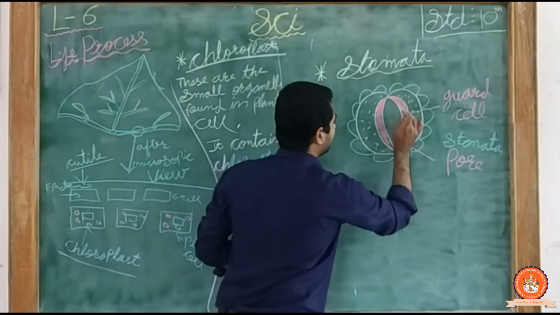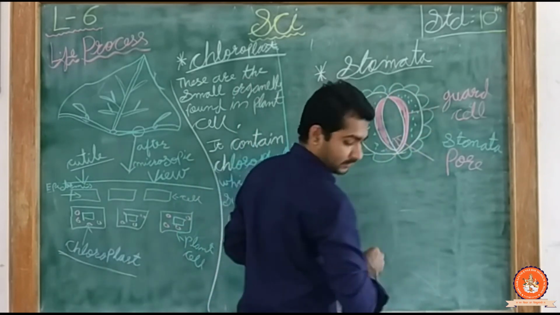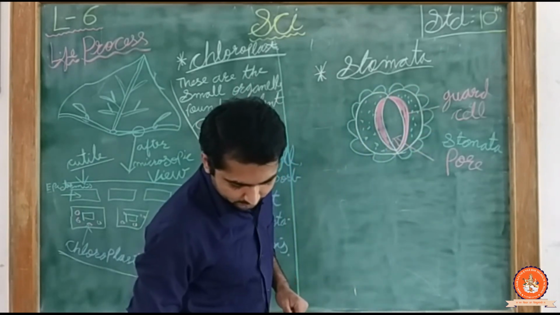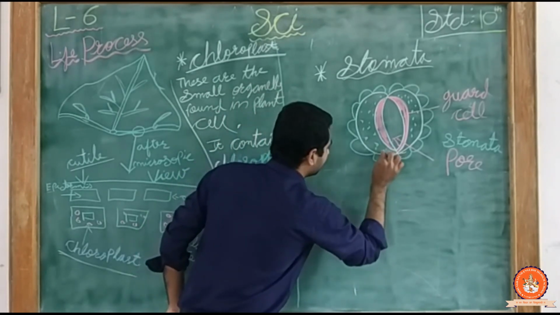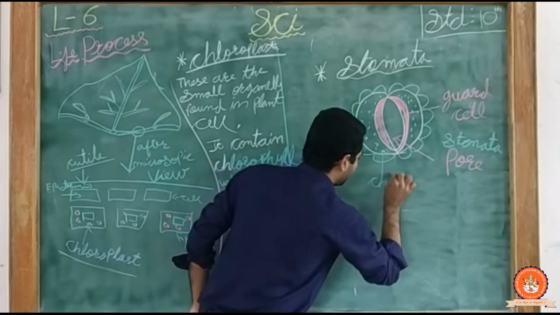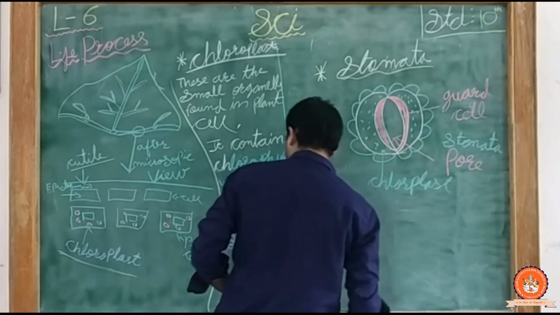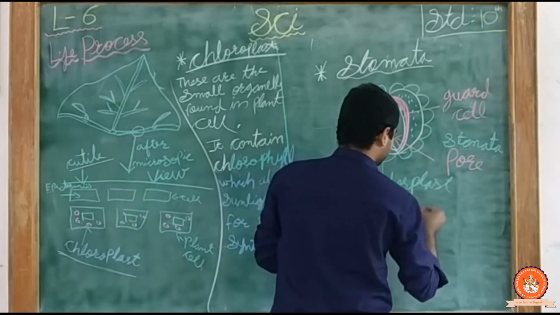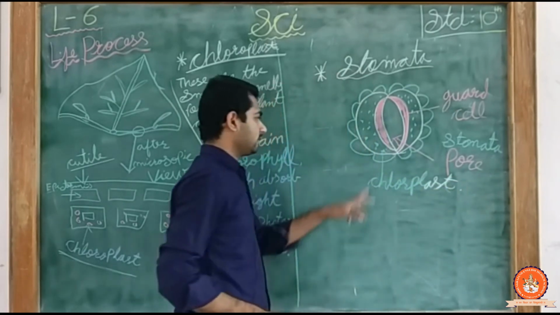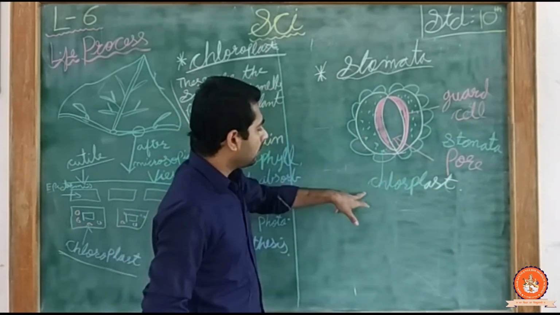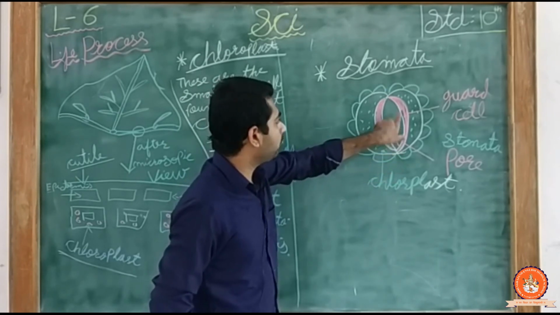Okay, this is my guard. Clear? And this is a part of the leaf. Now anything else? Nothing remains in this. This green part is nothing but the chloroplast, which I explained on the left side. This green part is a chloroplast. This is a stomata pore. Sorry, inside the stomata pore, and this is a guard cell.